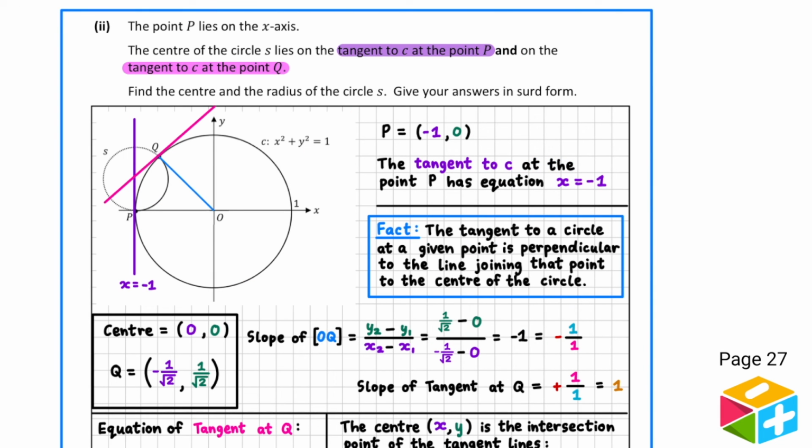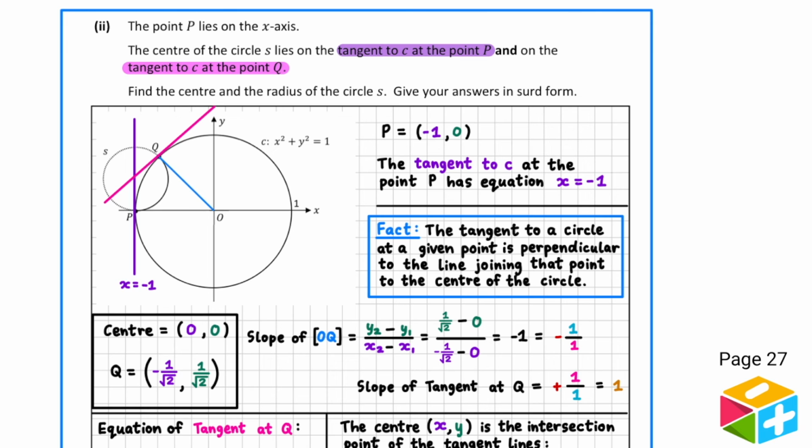In the final part of the question, we're told that P lies on the x-axis. We're then told that the centre of our circle lies at the intersection point of two lines, the tangent line at the point P and the tangent line at the point Q. I've drawn in these tangent lines in our diagram. The tangent line at P is drawn in purple, and the tangent line at Q is drawn in pink.